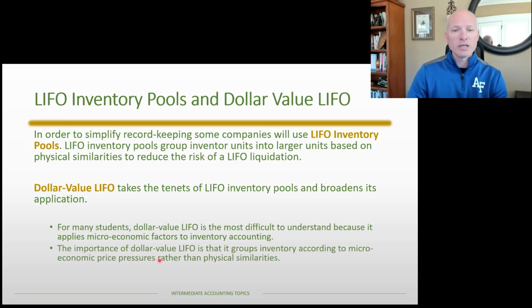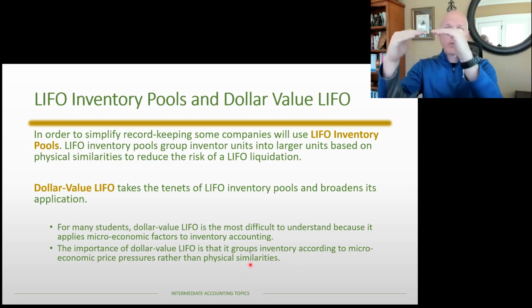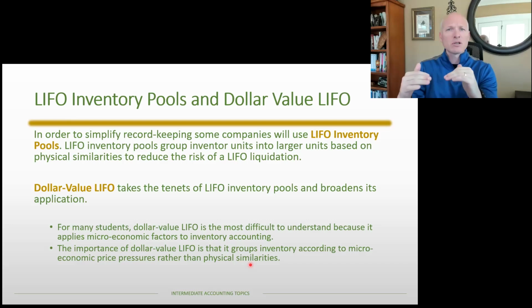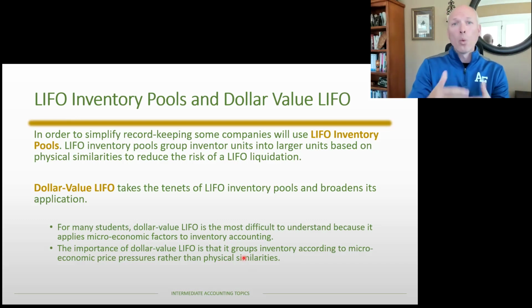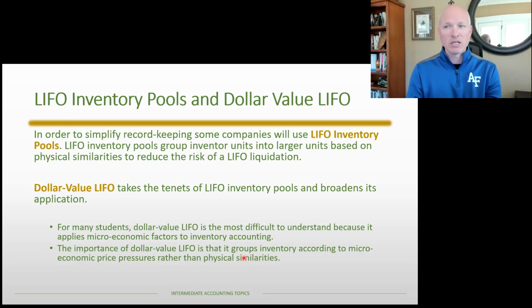Now, the way that you group things, the idea here is you're really looking at microeconomic price pressure rather than physical similarity. So you're looking at things that are priced similarly and where their prices go up or go down together, very similarly. And it's just allowing you to apply this method to a larger group of inventory rather than applying it to specific units. Again, it's an estimation approach. We're not tracking individual units and individual unit costs. Instead, we're using aggregate information to infer what we should report. Does that make sense?